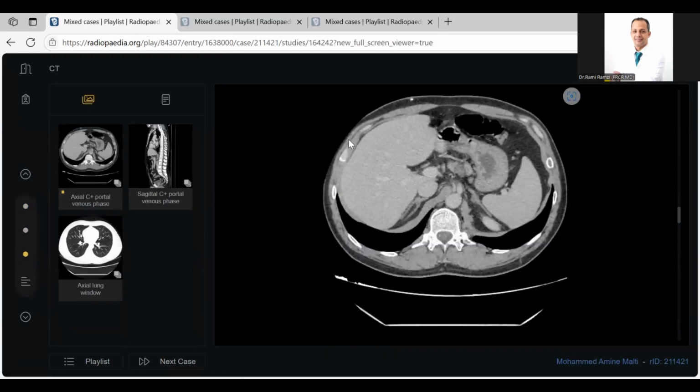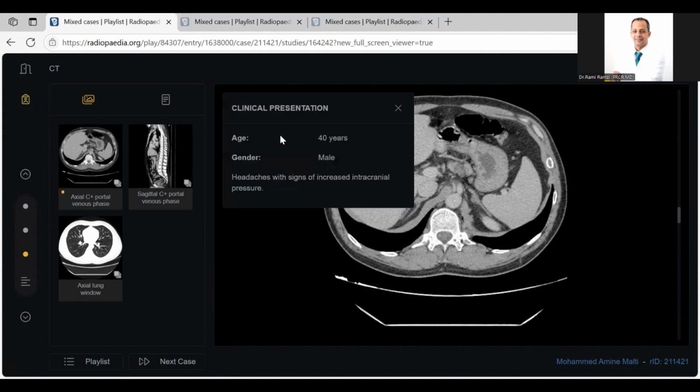The final case. Okay. One very important case, my colleagues. Who will be the last candidate? Assalamualaikum, sir. 40-year-old male patient with headache and signs of intracranial pressure.